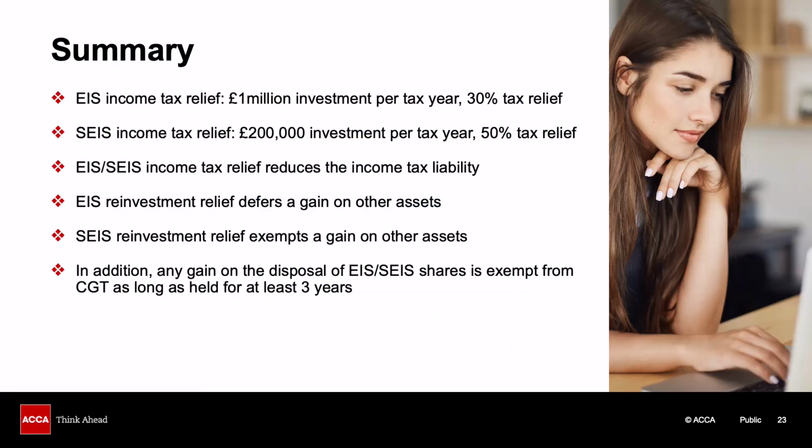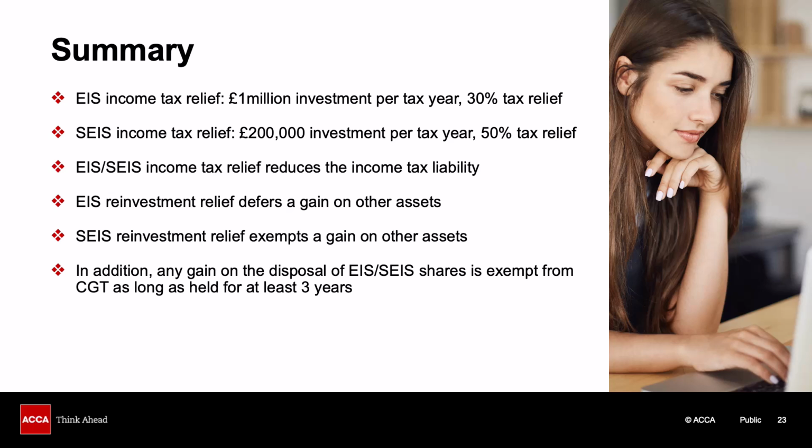There are an awful lot of rules to remember about EIS and SEIS reliefs, but some of the key points to focus on are the amount that can be invested in order to get relief and the rates or manner in which they receive the relief. So with the income tax relief side of things, remember that for EIS, the maximum investment for the tax year that qualifies for relief is £1 million, and the rate at which it can qualify is 30%. For SEIS income tax relief, in contrast, the limit is £200,000 investment for the tax year, but the relief is 50%. Both of these income tax reliefs reduce the income tax liability in the income tax computation.